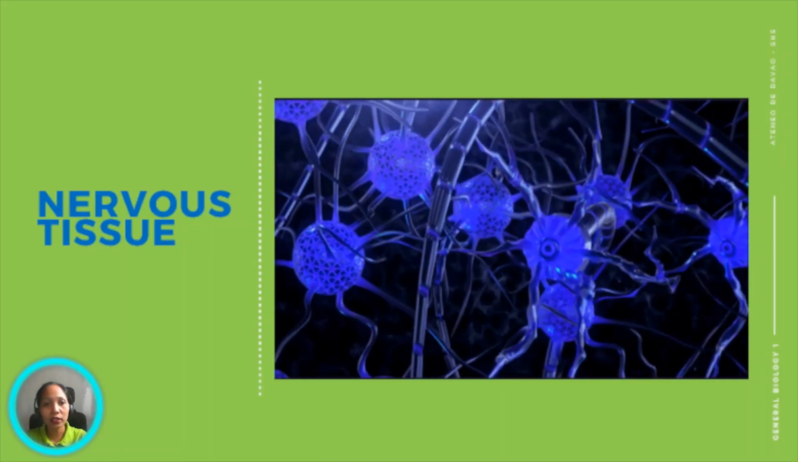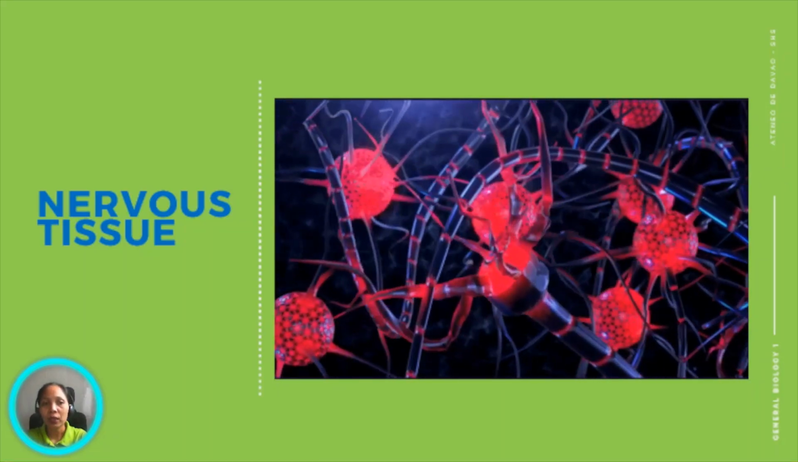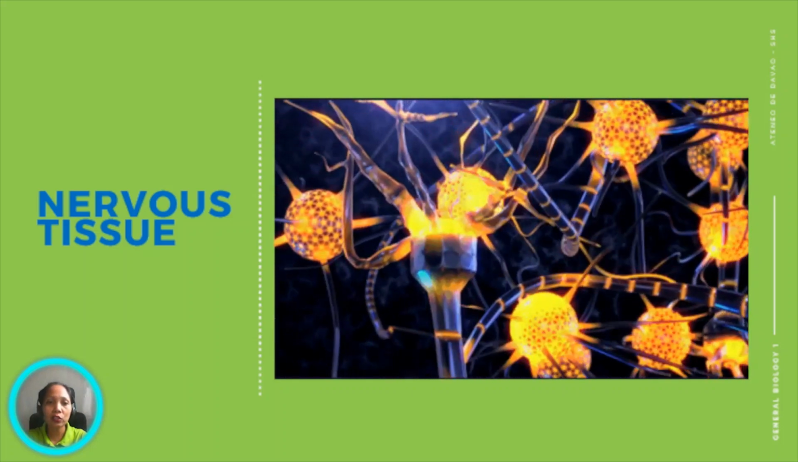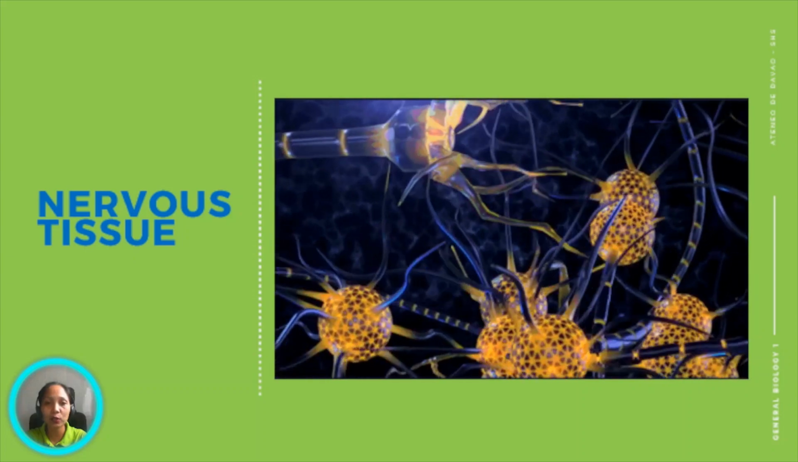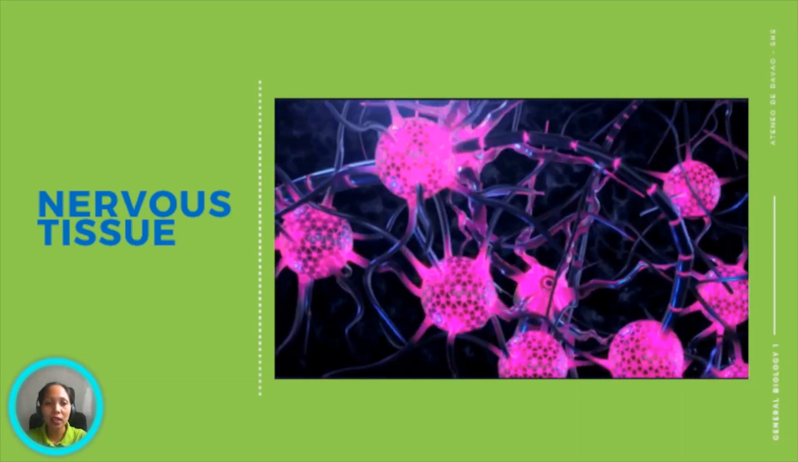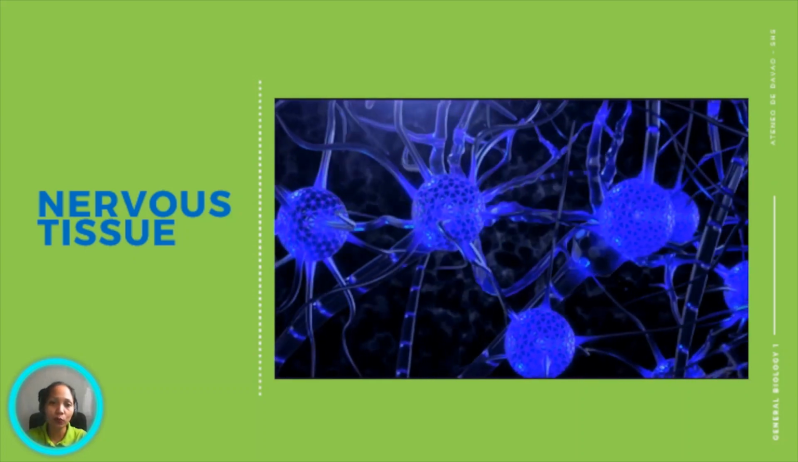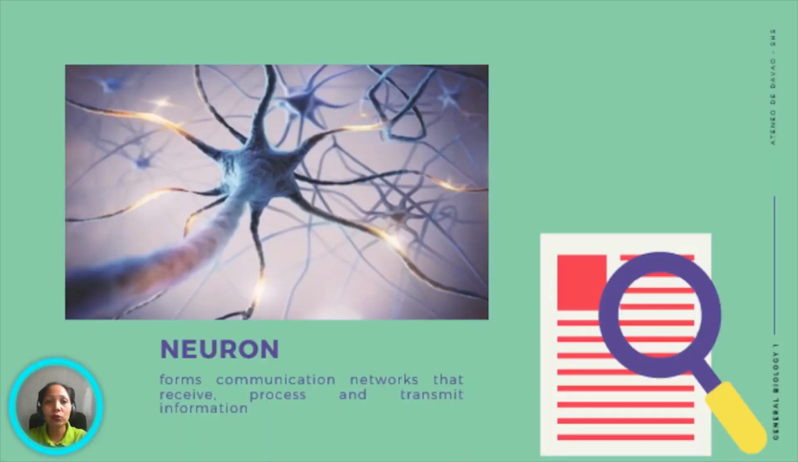Now let's learn about nervous tissue. Nervous tissue uses electrical signals to convey information rapidly within an animal's body. Two main cell types occur in nervous tissue. First, we have the neuron, which forms communication networks that receive, process, and transmit information. A neuron connects with another neuron at a junction called a synapse.